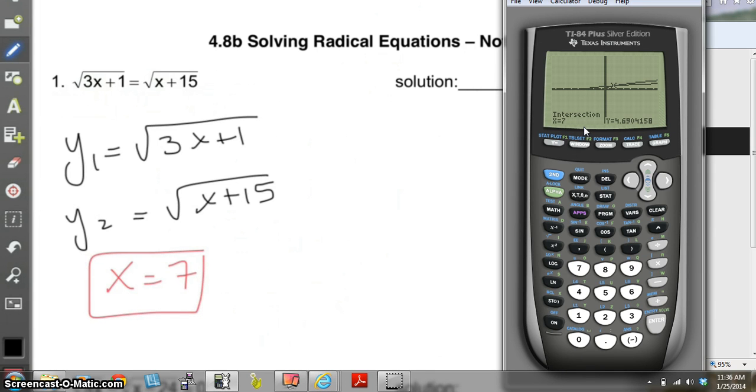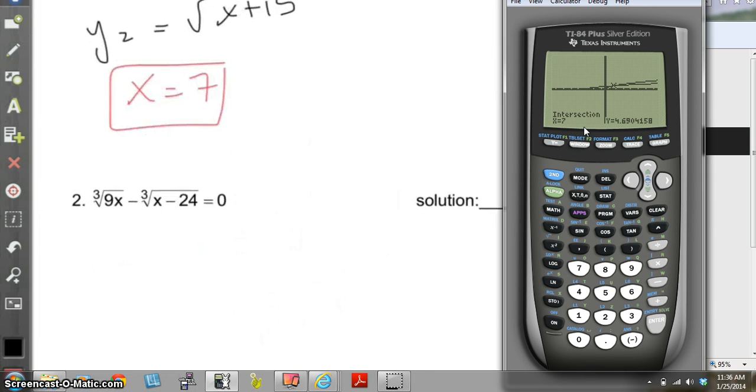Now let's move on. I want you to try to do number 2 on your own. Remember, you enter all of this on y1 and you enter this on y2, or you don't have to if it's a 0. So remember, every time this is a 0, it means you need to see where your graph, whatever it is, intersects the x-axis.